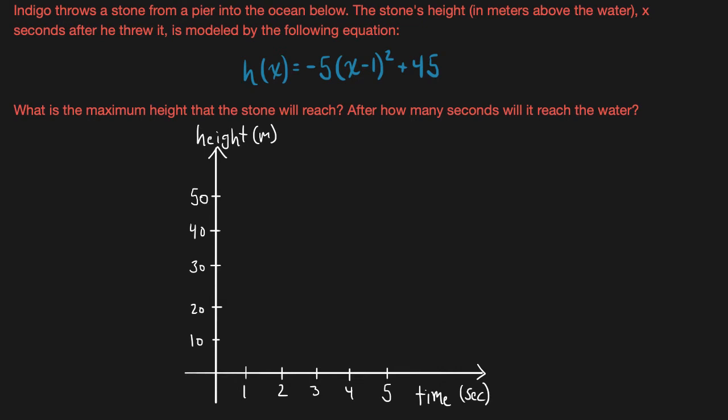In this video, we are going to look at a situation involving a quadratic equation in vertex form. I'll read the situation and then the questions, and we'll go from there. So, Indigo throws a stone from a pier into the ocean below. The stone's height, measured in meters above the water, x seconds after he threw it, is modeled by the following equation. H of x is equal to -5 times (x - 1) quantity squared, plus 45.